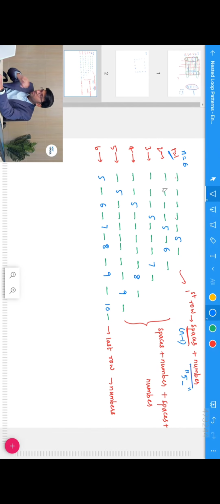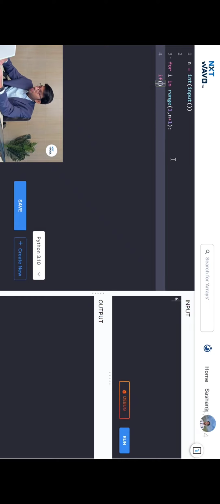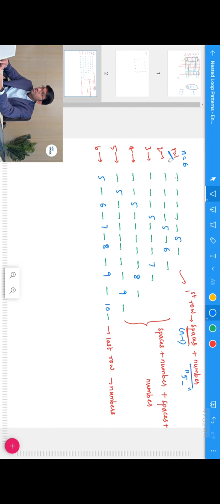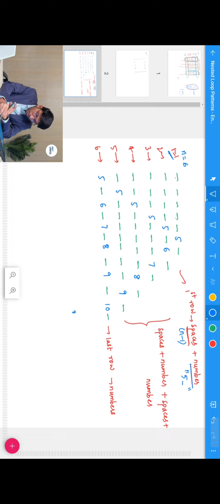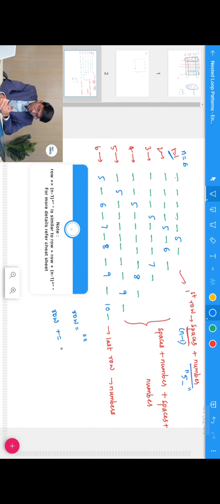Then what happens? The first time when i equal to 1, in that case, we have spaces and a number format. How many spaces are there? n minus 1 spaces. So initially I'll have an empty row. My row will be empty. Now I'll add spaces. How many spaces? Row equal to row plus n minus 1 multiplied by space, plus a 5 and a space. This is my row. This is how I can generate the first row, and then I'll print it.